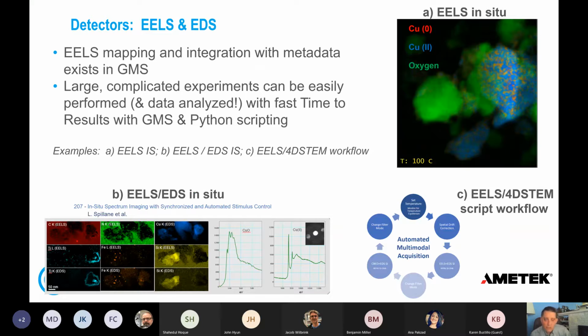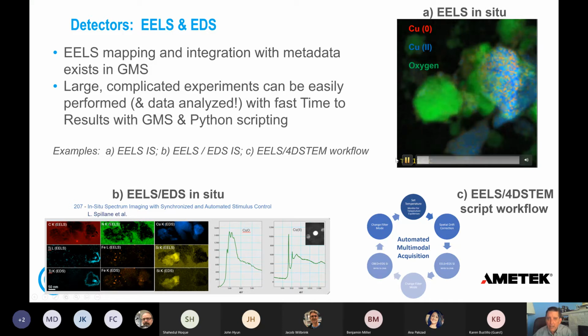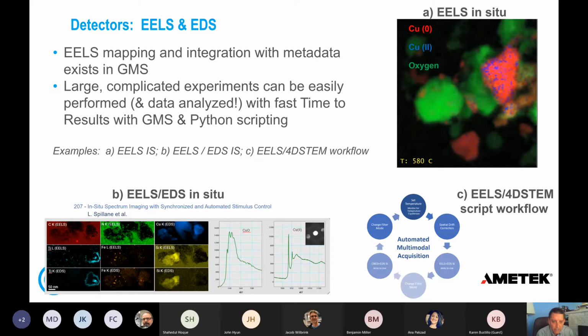Other kinds of detectors that have in situ capabilities, EELS and EDS. So we can map EELS and combine it with metadata in GMS today. There are 3 charts shown. The one in the upper right is an in situ plot showing copper and oxygen, and that is a movie, I think. There you go. It just takes a while to get started. So you can see how the valence state changes as a function of time. The bottom left is combining EELS and EDS mapping capabilities into a single output.